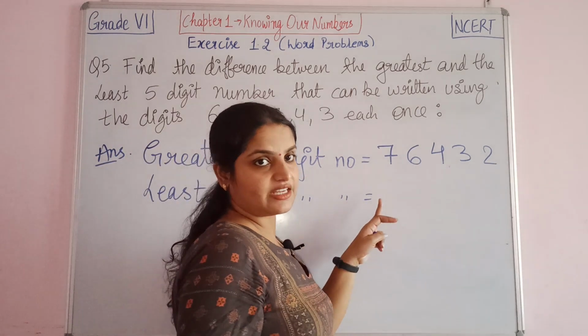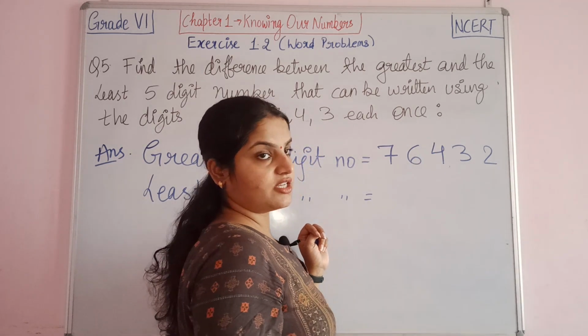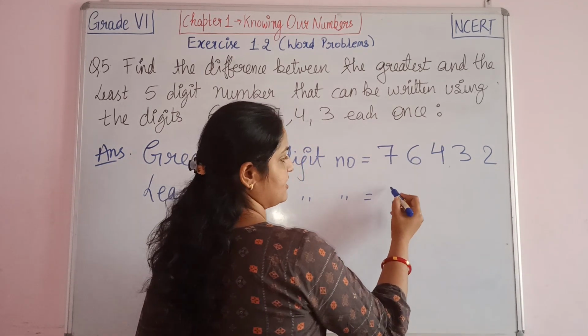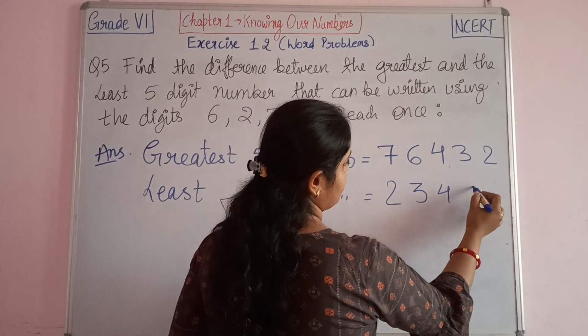It's a 2, so it can come at the highest place value. If it is 0, then we cannot take it. But if it is 2, then we can take it at the highest place value. So it would be 2, 3, 4, 6, 7.